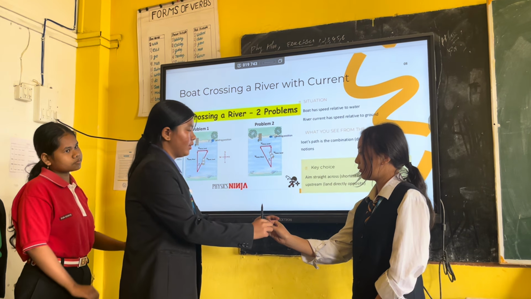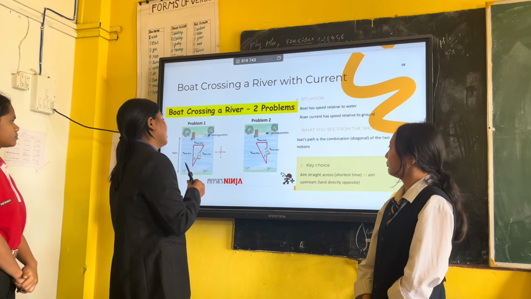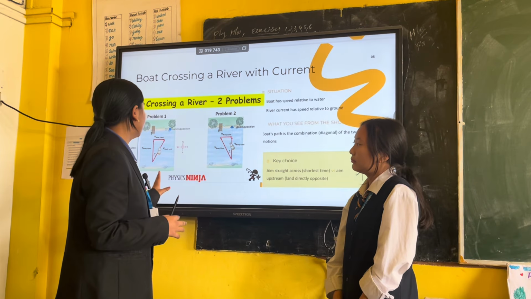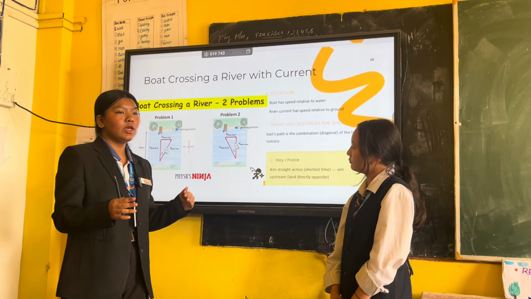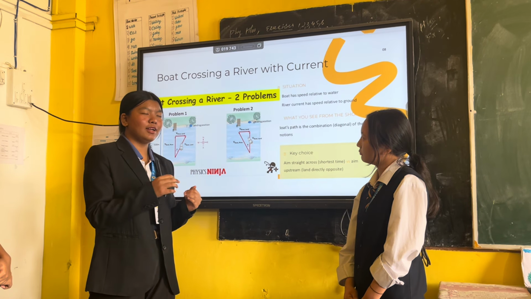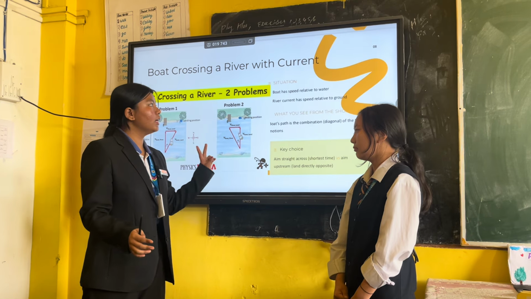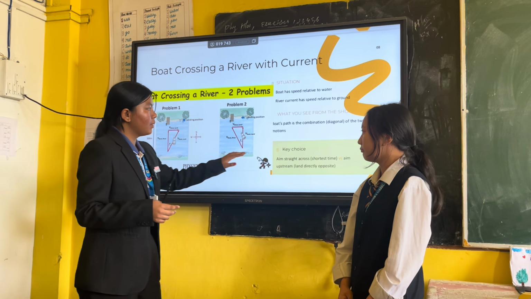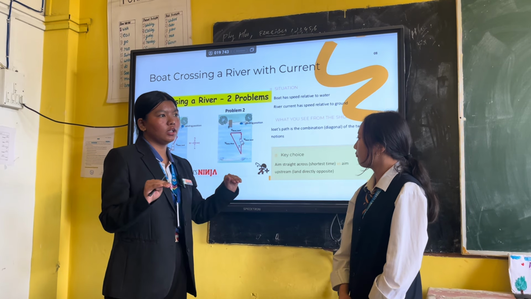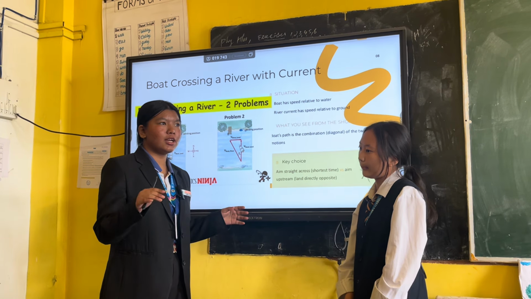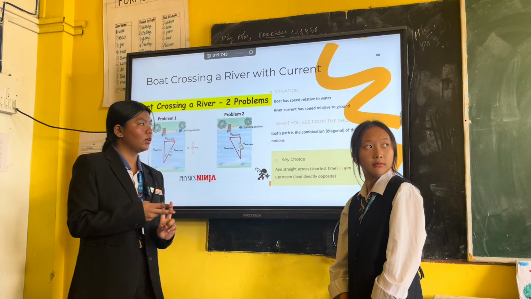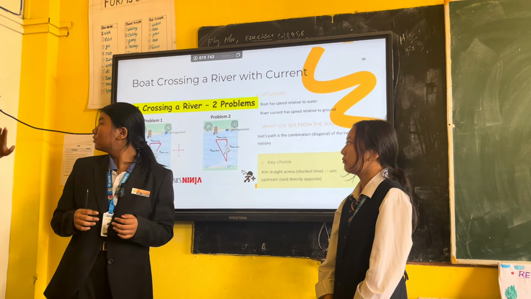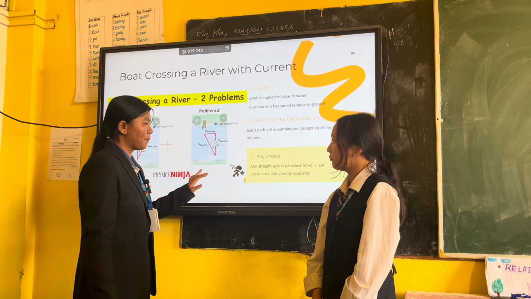The last part is a boat crossing a river with a current. There are two situations. The boat moves relative to the water, but the river current is relative to the ground. So here two motions are acting together. The boat cannot change the river flow, so the two motions act together.